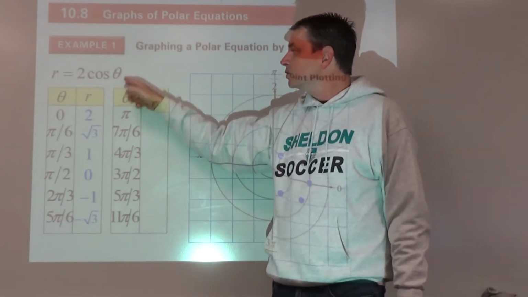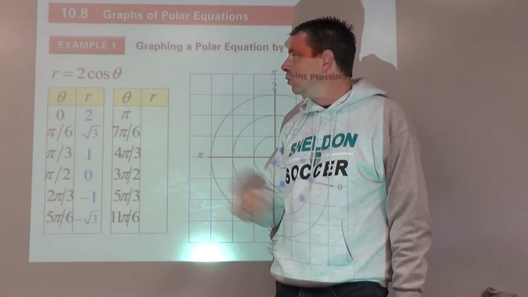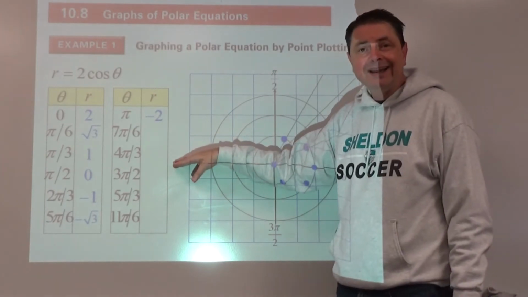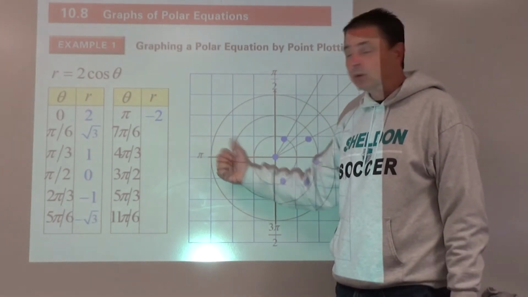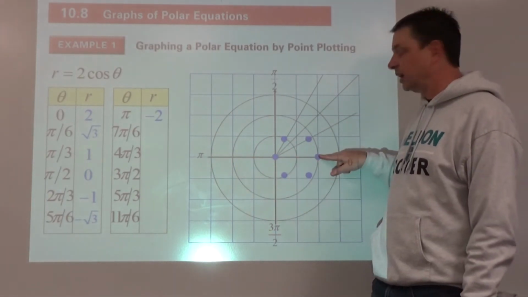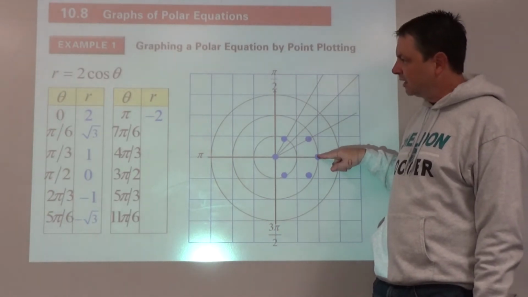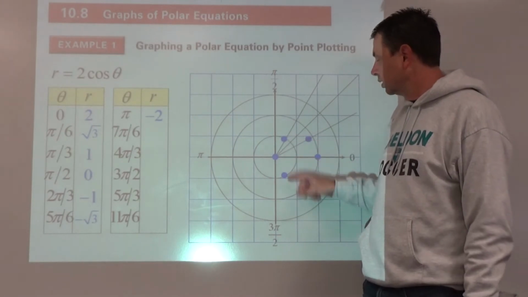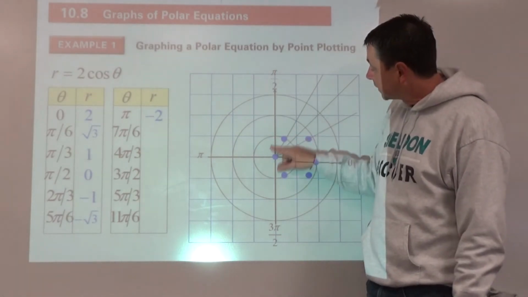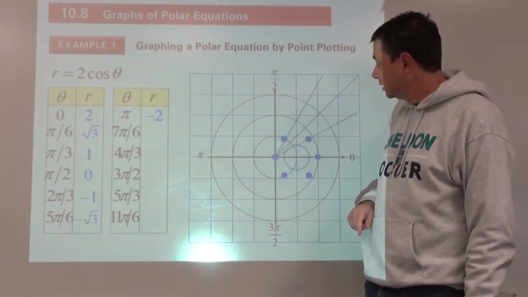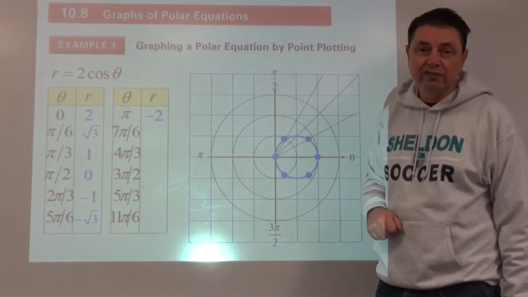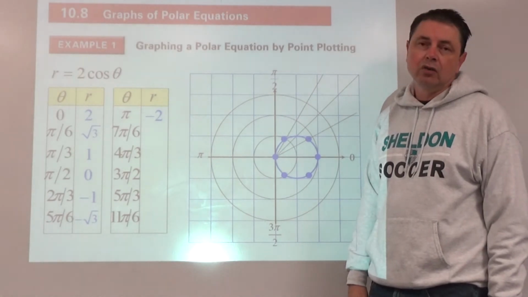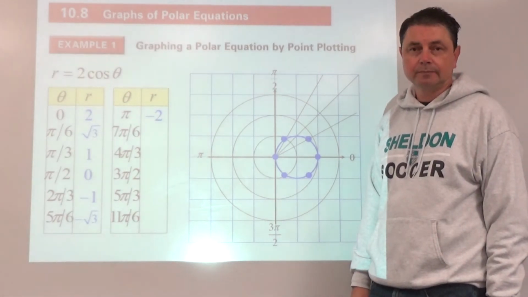About pi, cosine of pi is negative 1 times 2 is negative 2. Here is pi. Negative 2 means don't go that way, go the opposite way, 2 units, and we're here. So we're right back where we had our first one. In fact, if you go beyond that, you're going to see that we're repeating ourselves. And we've got these points, and it turns out that a circle fits those points, and that's the graph of our polar equation.